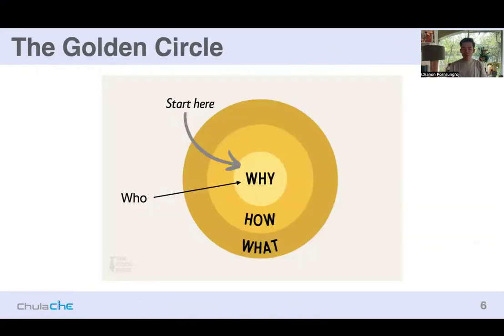You see how the good communicators start by telling the people why they do it, and people pay because of that. That's what Simon is trying to say. And the same thing applies to research.